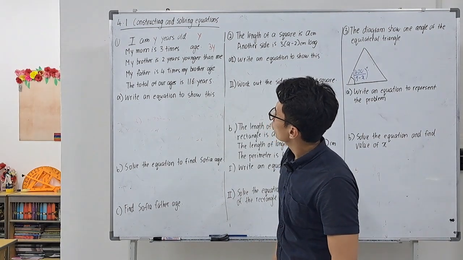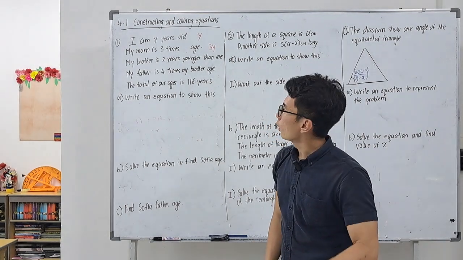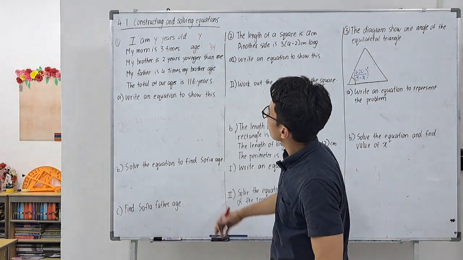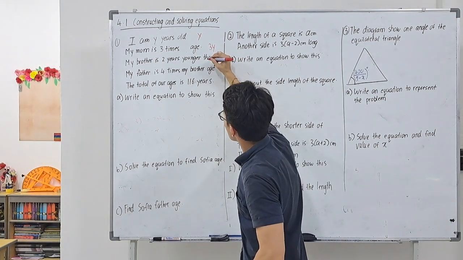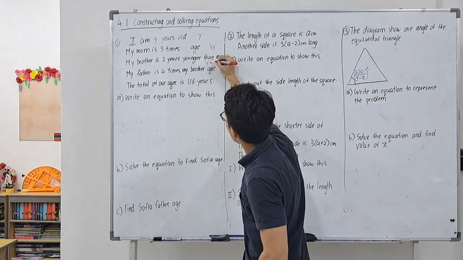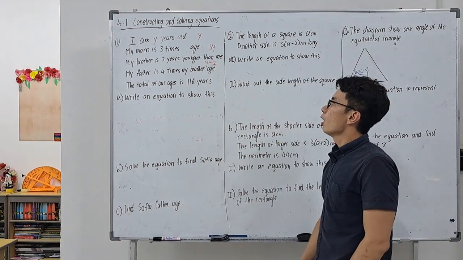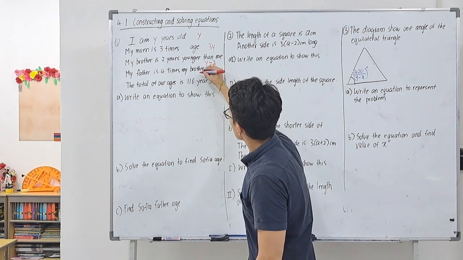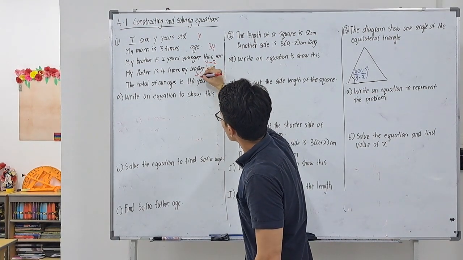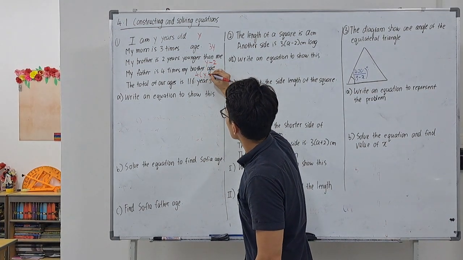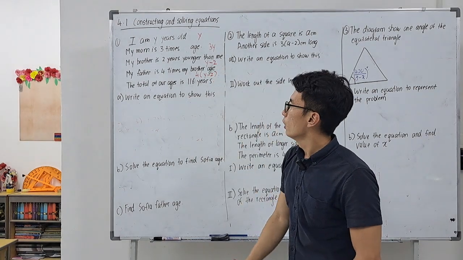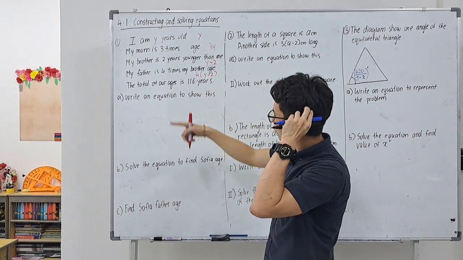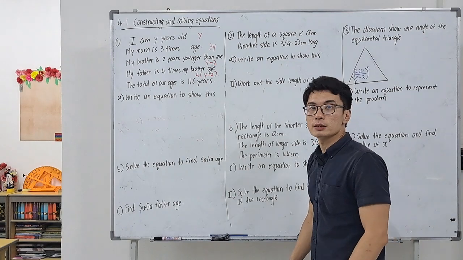My brother is 2 years younger than me, all right? 2 years younger than me, the expression is going to be y minus 2, okay? My father is 4 times my brother's age. So that's going to be 4, and inside the bracket, y minus 2, okay? And the total of our age is 116 years, okay?